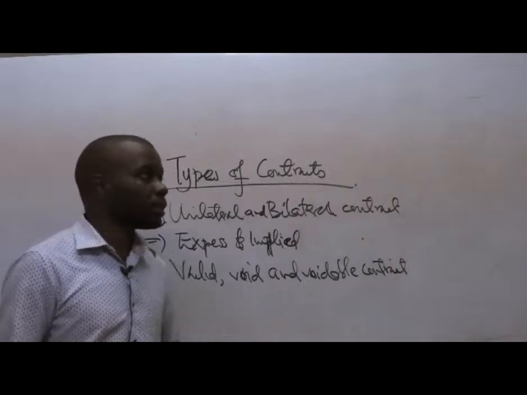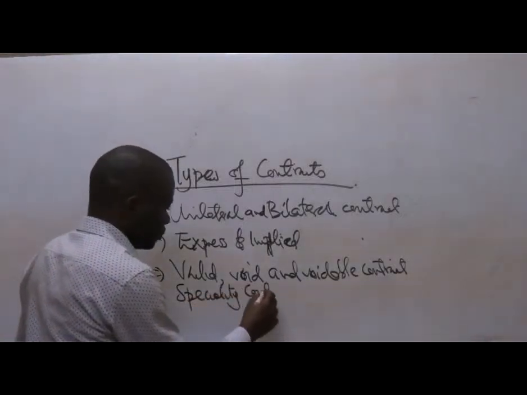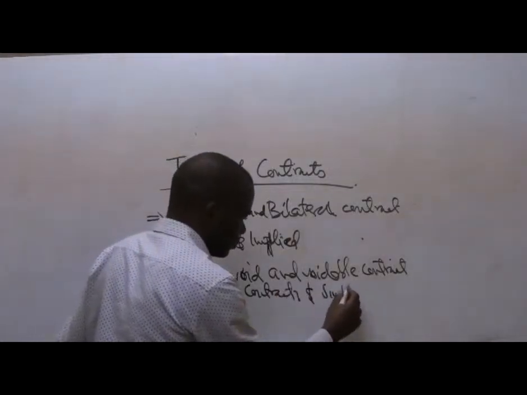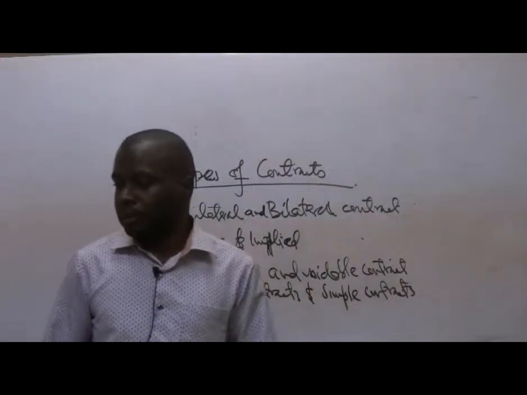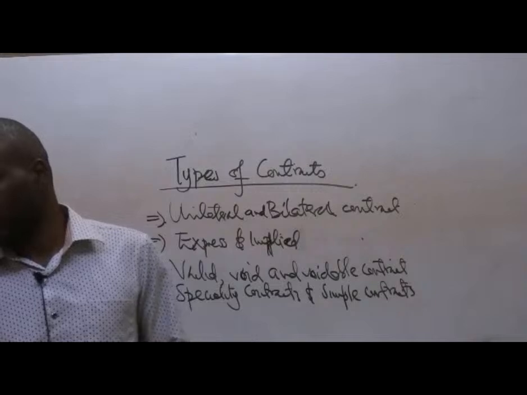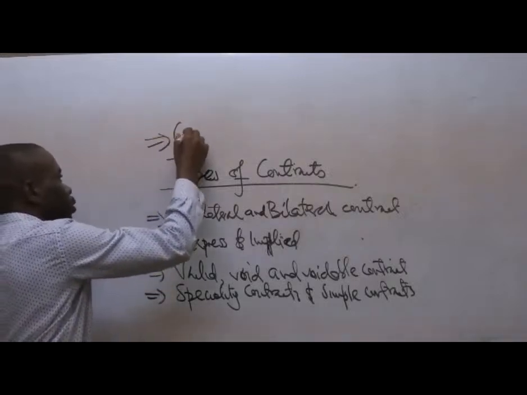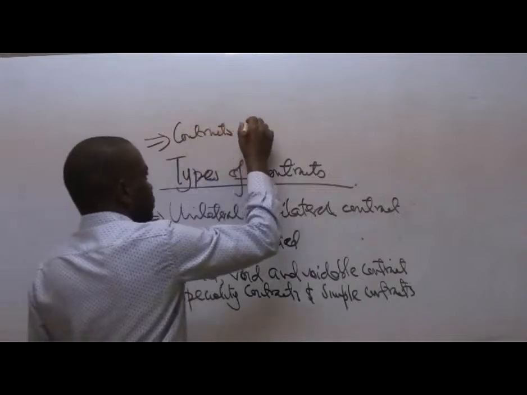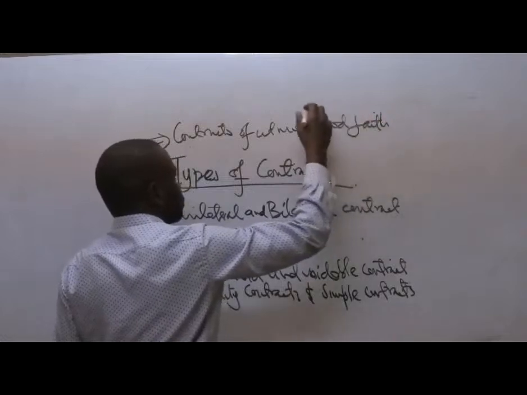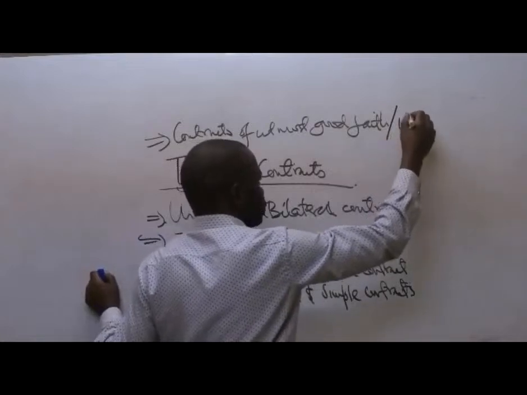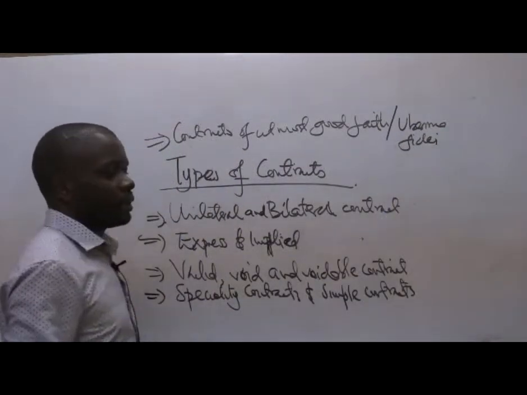You can have specialty contracts and simple contracts as another type of contracts. You can have contracts uberimae fidei, or contracts of utmost good faith. Sometimes we say contract uberimae fidei. That is in Latin and simply means utmost good faith.